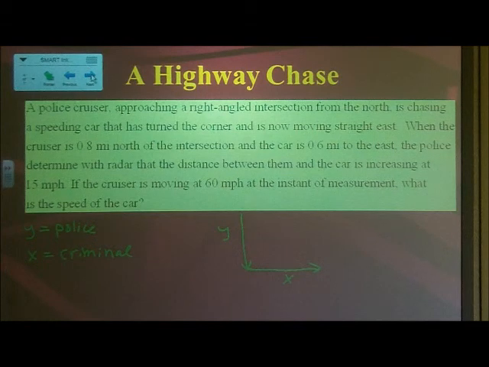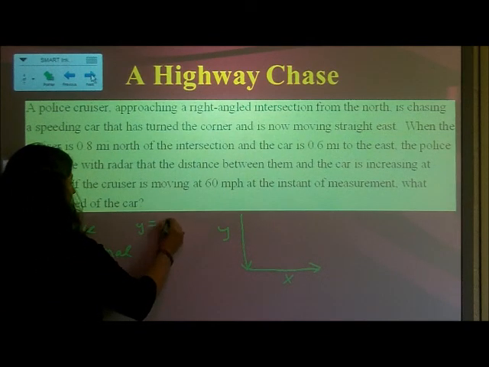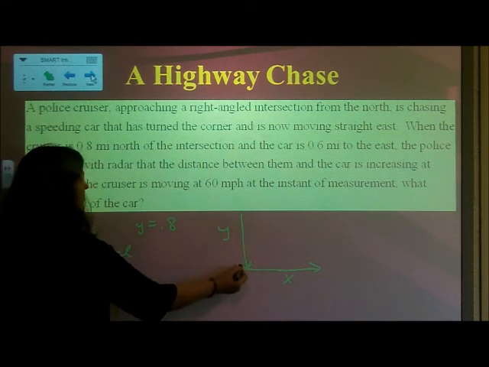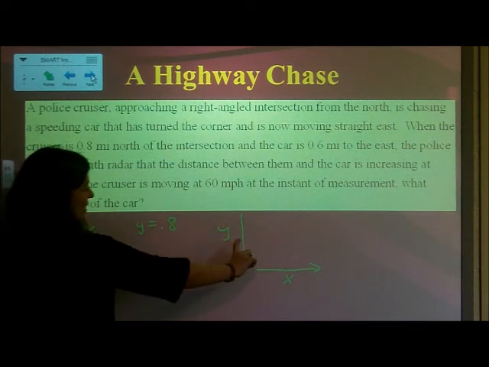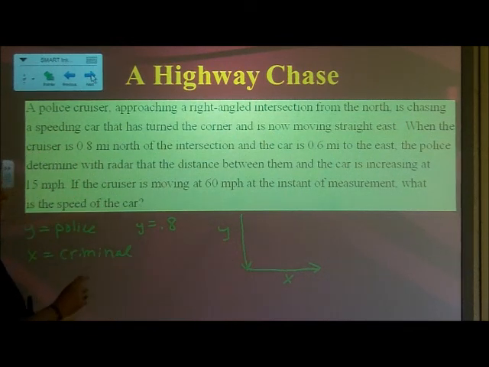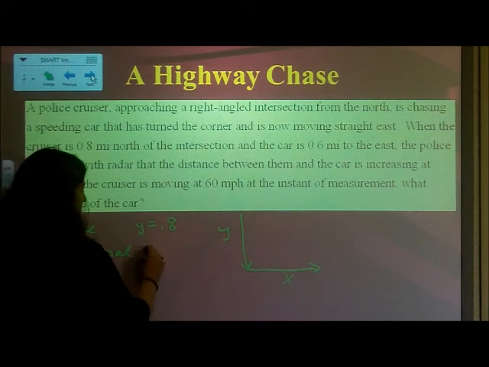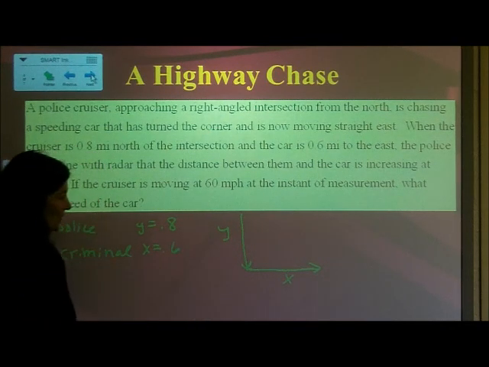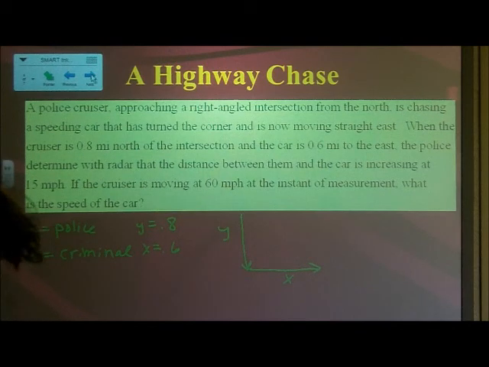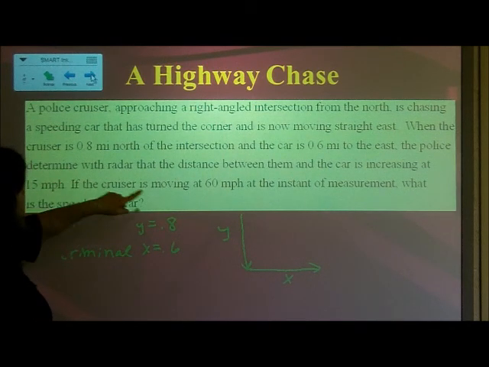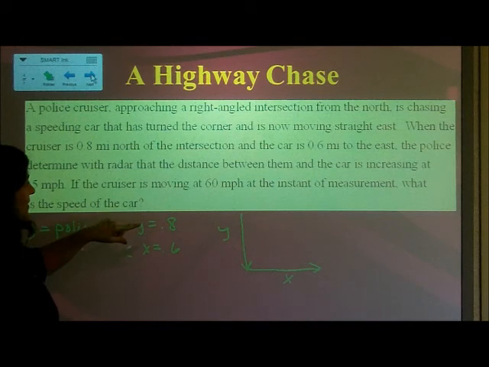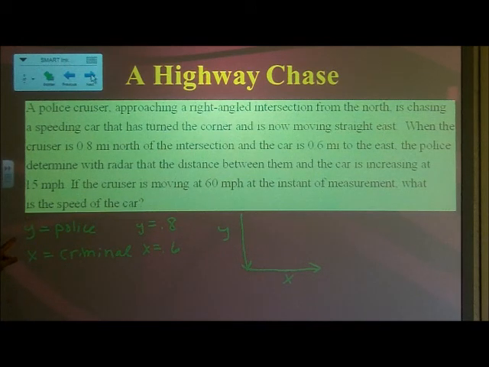When the cruiser is 0.8 miles north, this is important too, because we're actually looking when y equals 0.8. When he's 0.8 miles north, right here, and the car is 0.6 miles to the east, you want to know how this distance is changing, from here to here. The police determine with radar that the distance between them and the car is increasing at 15 miles per hour. If the cruiser is moving at 60 miles per hour, at that instant, what is the speed of the car?